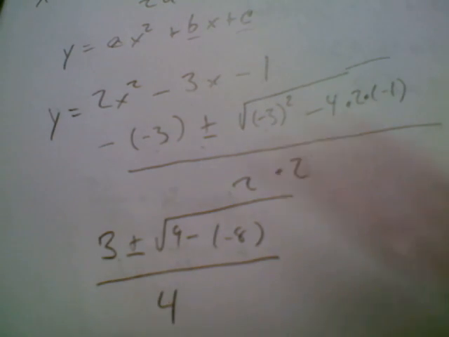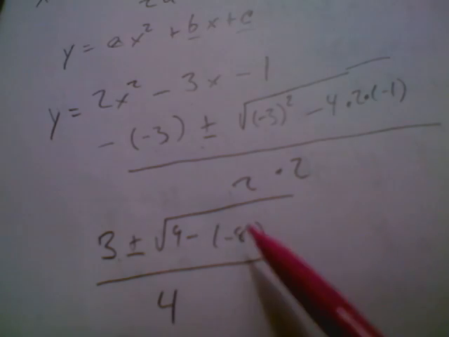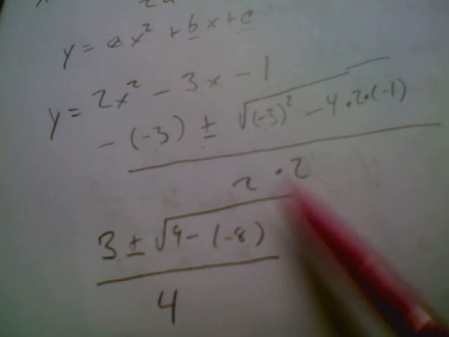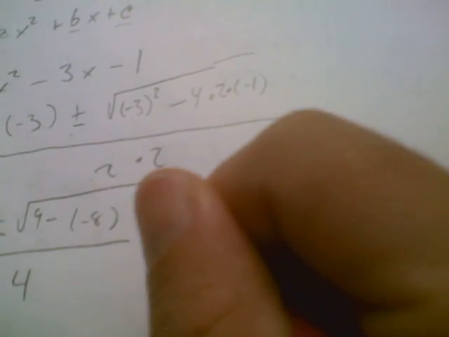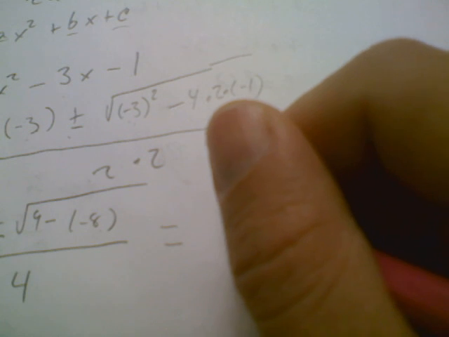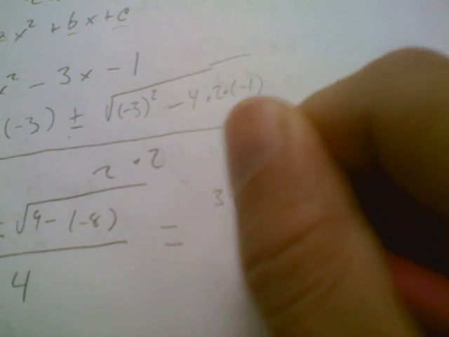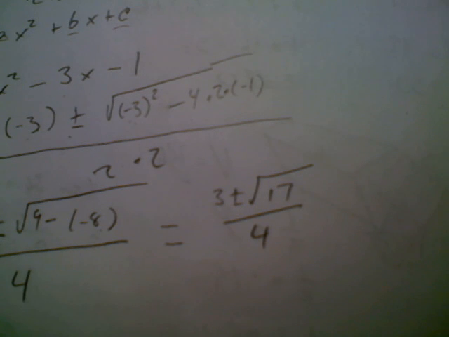Negative 3 is positive 3. Negative 3 squared is 9. 4 times 2 times negative 1 is negative 8. 2 times 2 is 4. So this is what it turns into. And then we just simplify it. Becomes 3 plus or minus square root of 17 over 4.